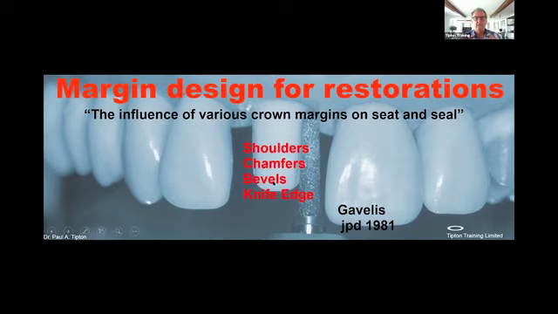Bevels, so we have a chamfer or a shoulder with a bevel. That bevel can be at different angles, could be 30, 45, 60 degrees. The 30-degree ones are closer to the horizontal, therefore they seat well, they don't seal. The 45-degree is the average, so that gives you an average seat and seal. The traditional chamfer, the 0.5 to 1 millimeter chamfer, gives you an average seat and seal. And then, of course, we've got the knife's edge, where the angle is similar to the long axis of the tooth, the axial wall, vertiprep, and that gives you, again, good sealing, but poor seating.